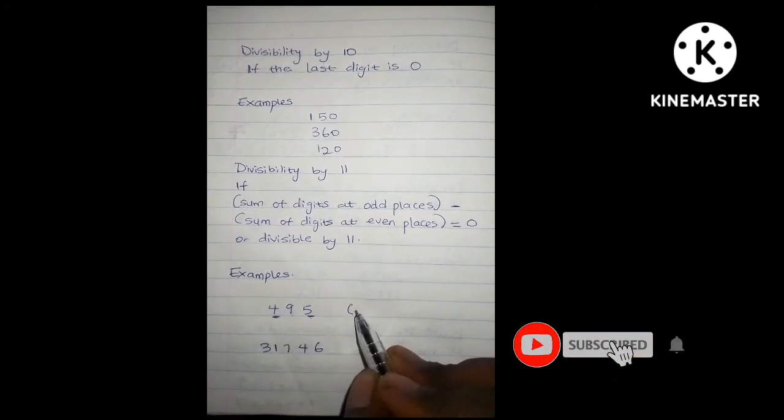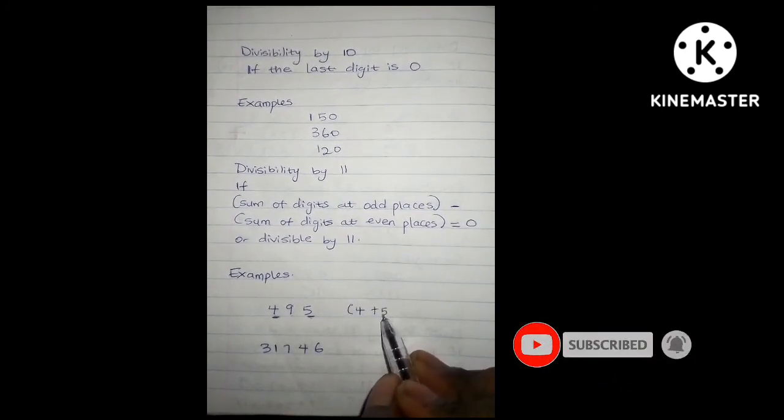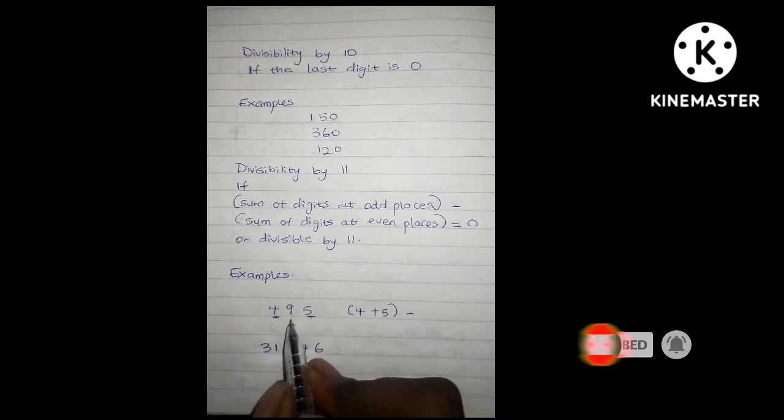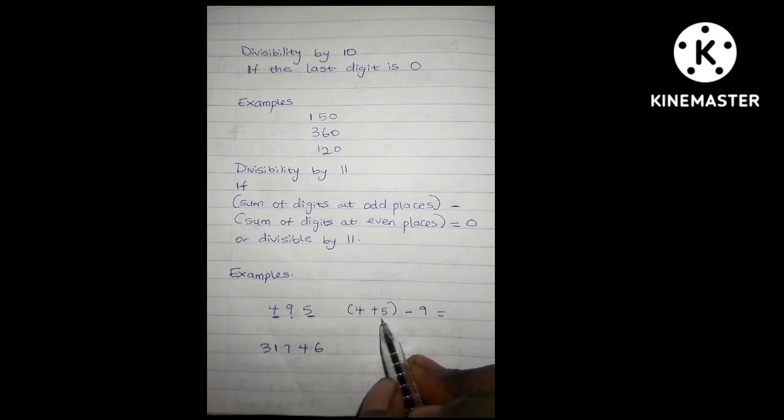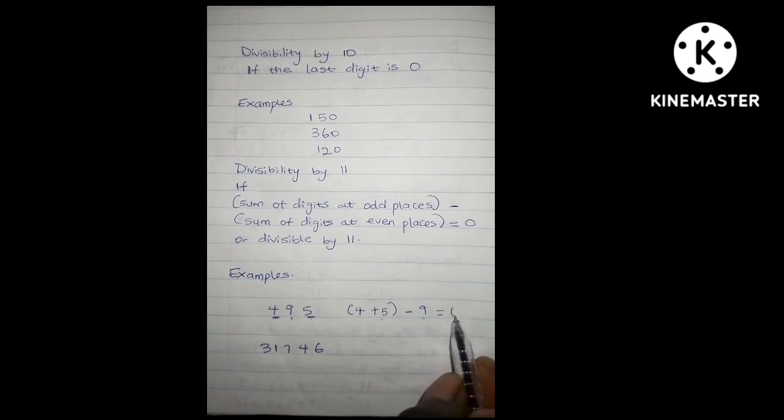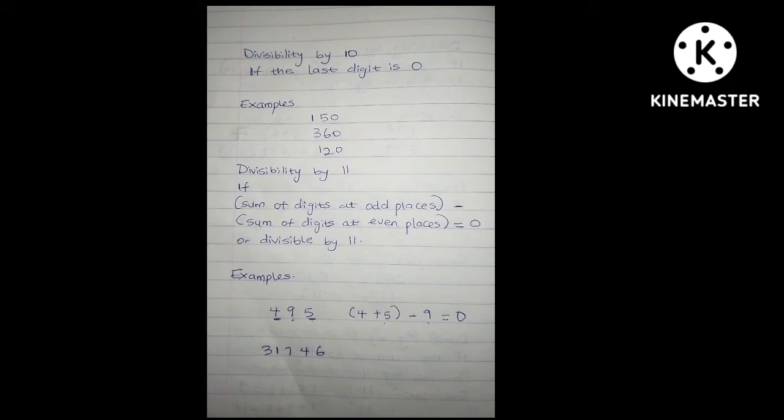So we have 4 plus 5, subtracting the number at even places here, which is 9. 4 plus 5 is 9. 9 minus 9 is going to give us 0. So this number is divisible by 11.